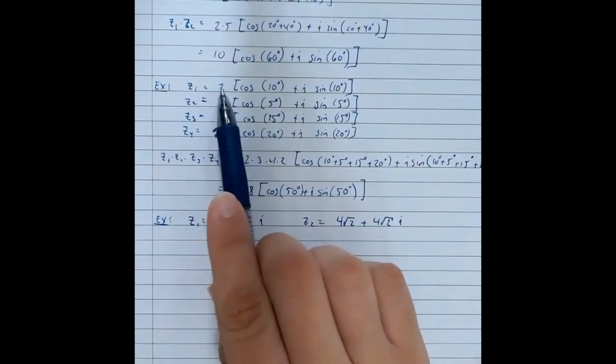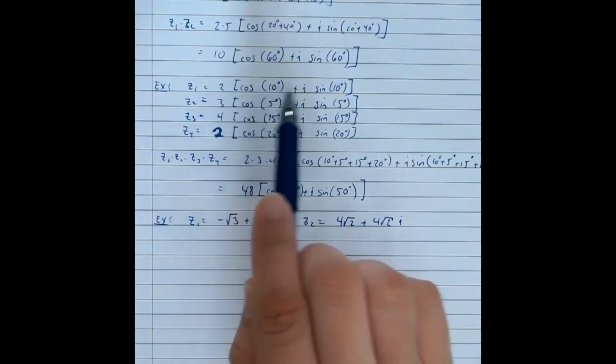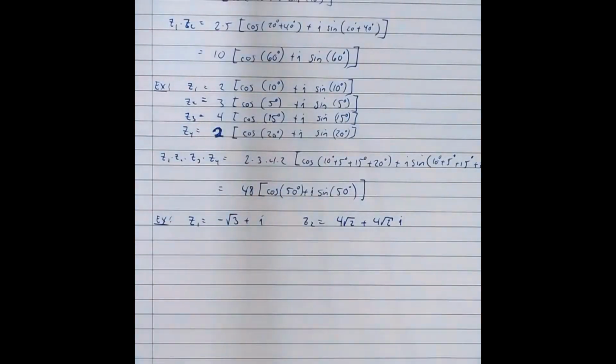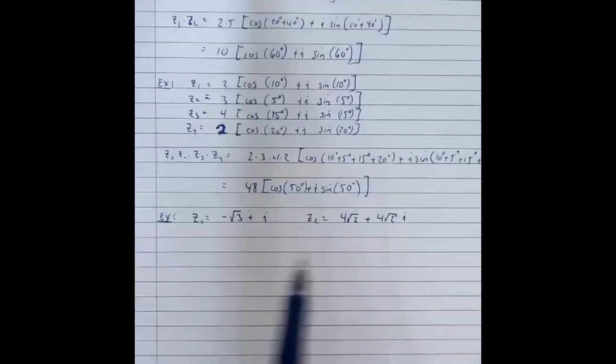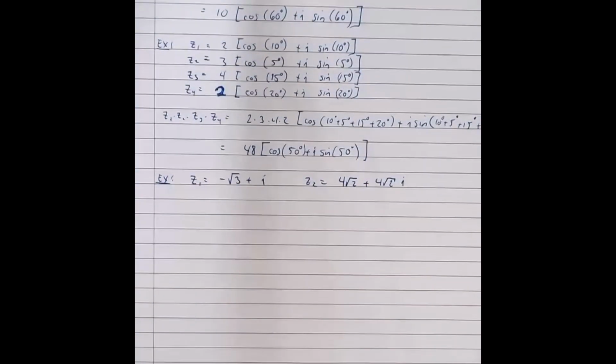Go ahead and convert both of these into polar form. Write them as a modulus times the cosine of an argument plus I sine of an argument. And once you have both those written in polar form, go ahead and use the product theorem to multiply those two numbers together. All right, so go ahead and pause the video, give it a try, and whenever you're done, go ahead and unpause and we'll go through it together.